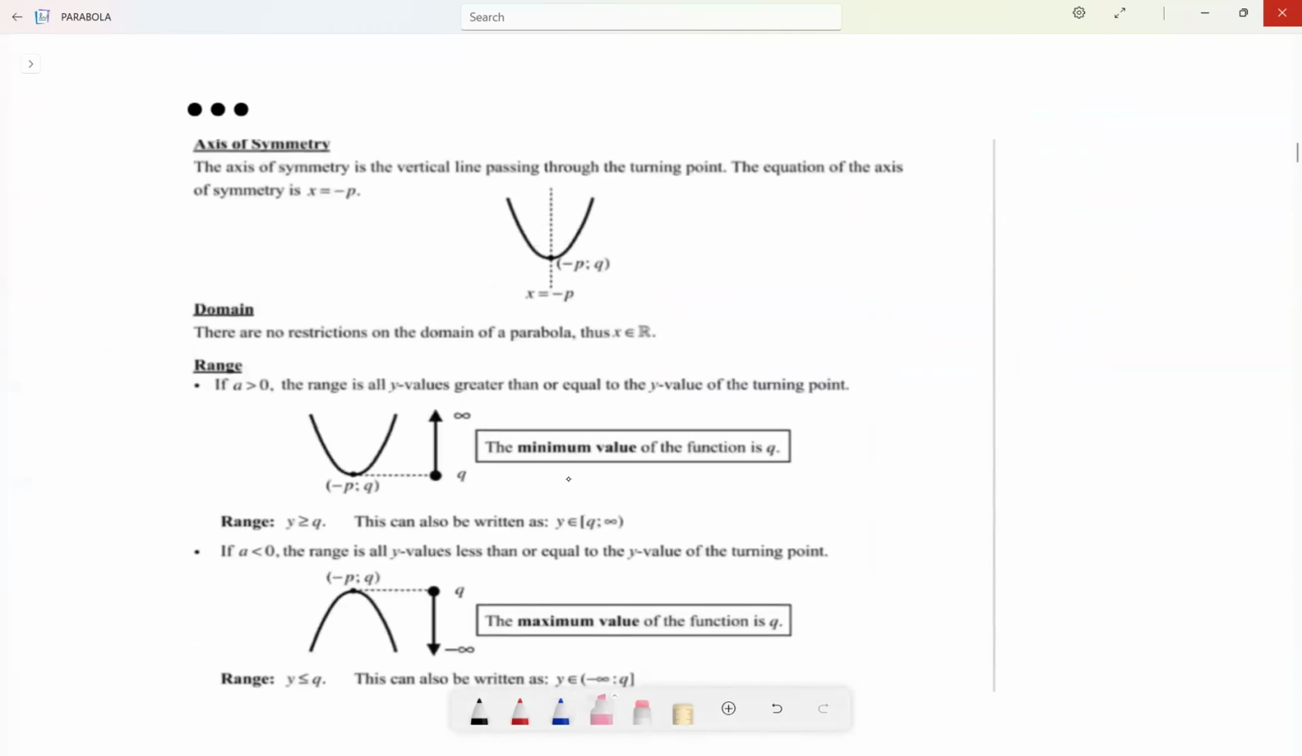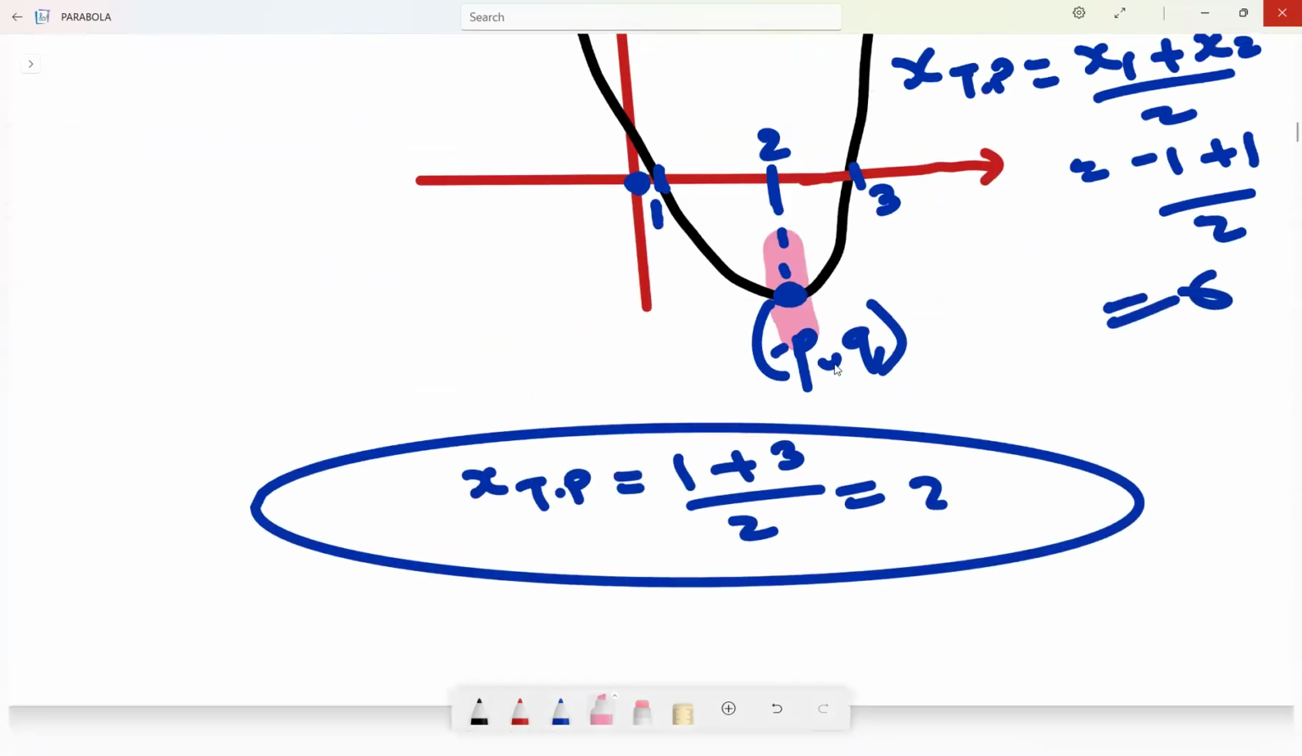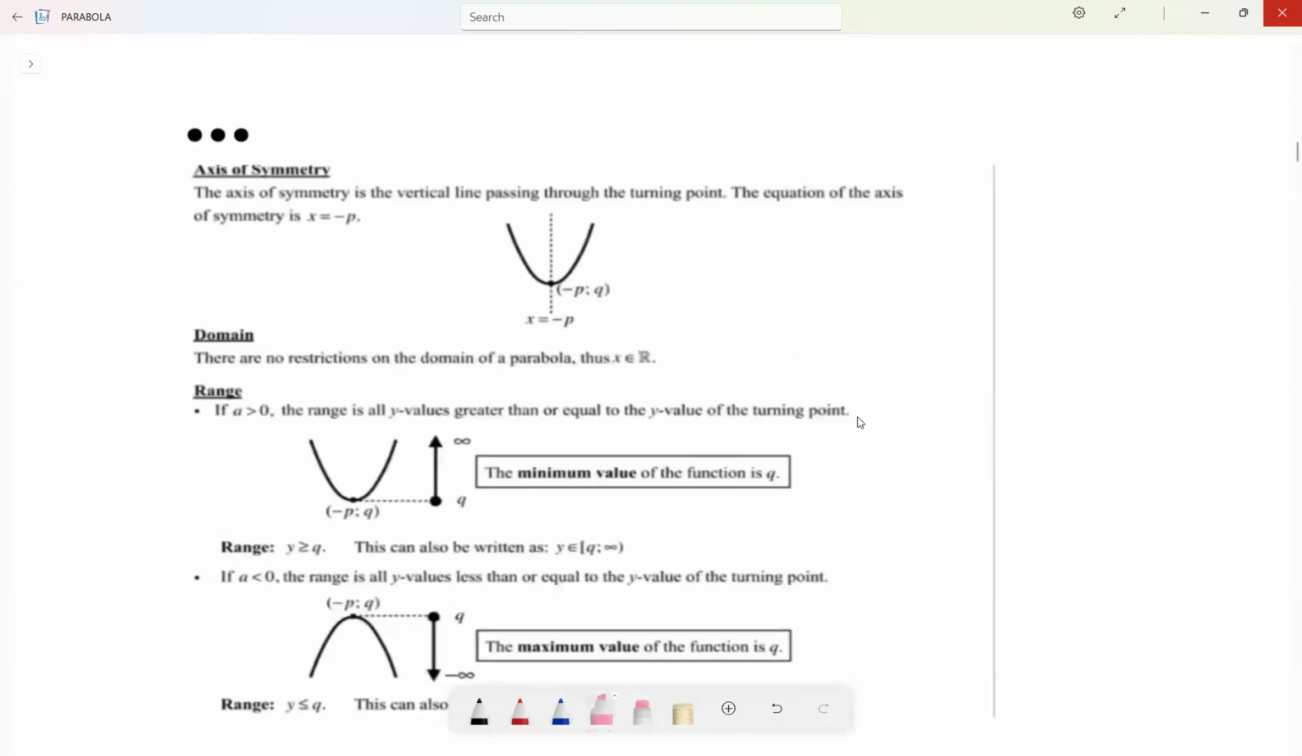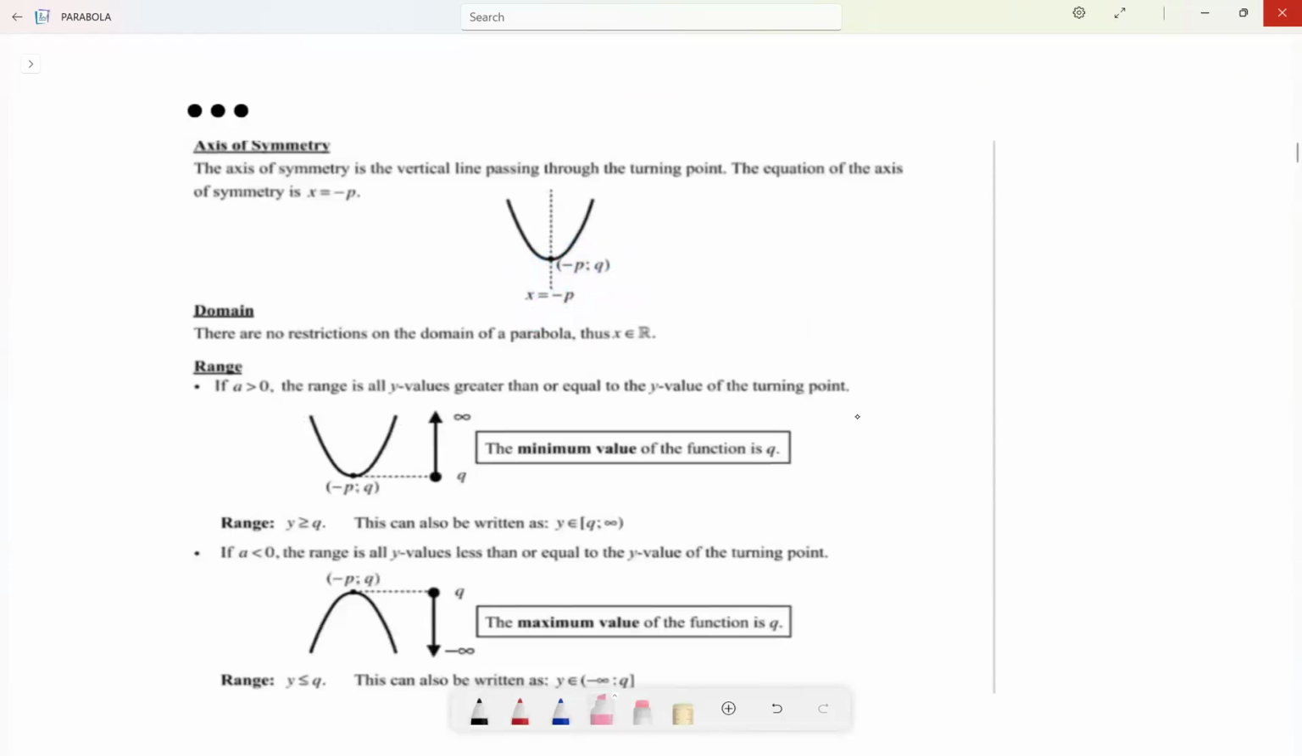So they say to us, the axis of symmetry is the vertical line passing through the turning point. Then the equation of the axis of symmetry is x is equal to -p, what I explained here. Remember, it is x is equal to the negative coordinate. In simple terms, the equation of this line is x is equal to the x-coordinate of the turning point. That's basically that.